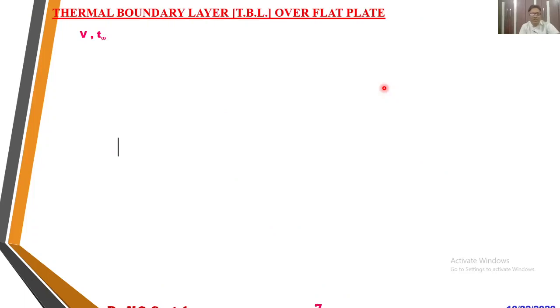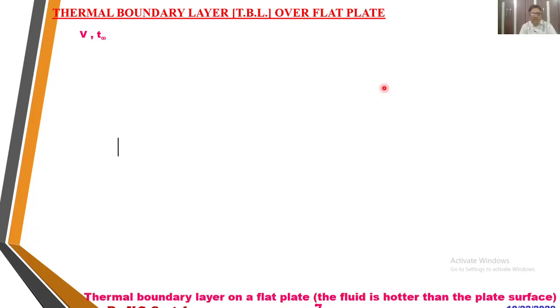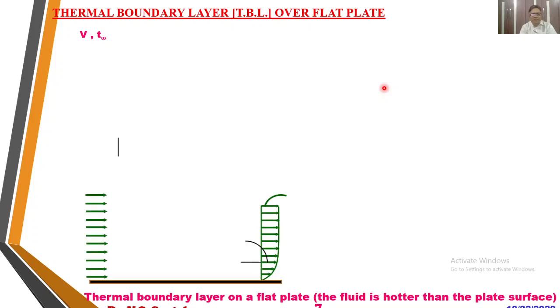Now let us discuss the thermal boundary layer development over a flat plate. So let us first discuss the thermal boundary layer on a flat plate where fluid is hotter than the plate surface. Let us consider a plate at surface temperature Ts and a fluid with velocity V and free stream temperature T infinity flowing over this flat plate. Here fluid is hotter than surface, so T infinity is greater than Ts.